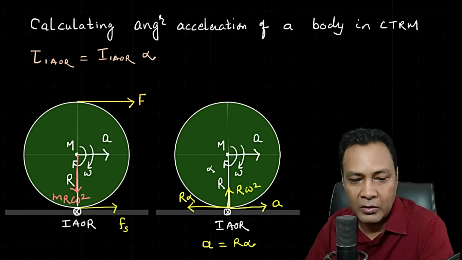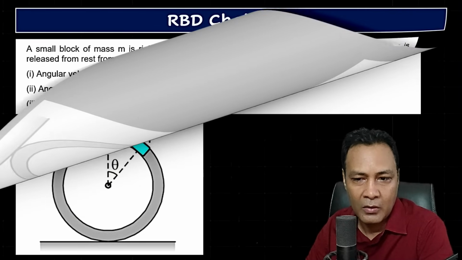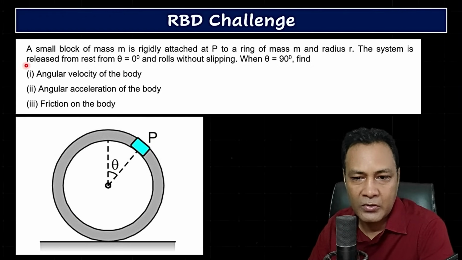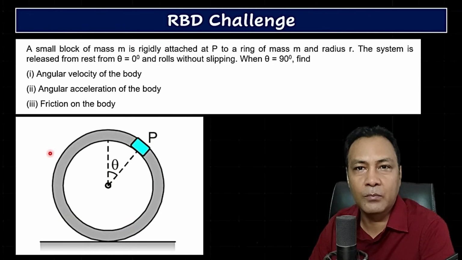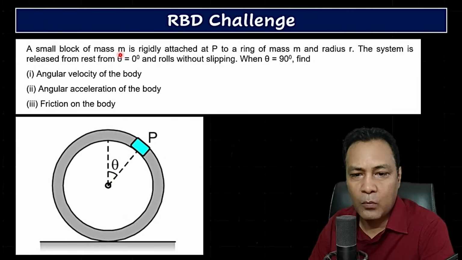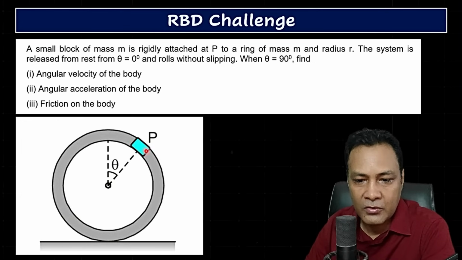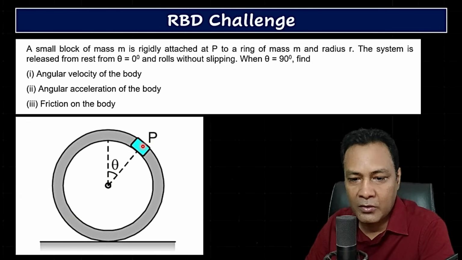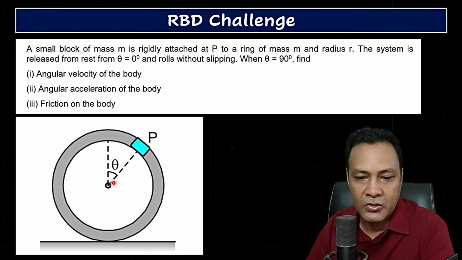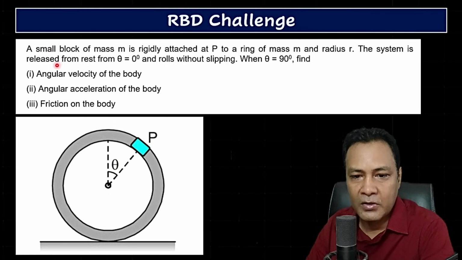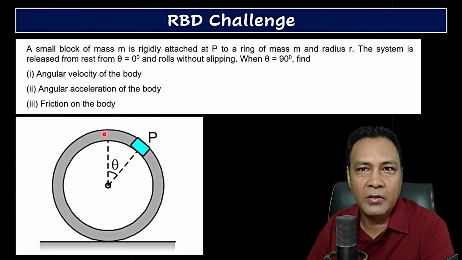All right. So now we can proceed to solve the question. So this is the question. You can see in this question, this is a ring of mass M, and radius R. And this is a small block of mass M. This block is rigidly attached, and the angular position of this mass from the upward drawn vertical is theta. The system is released from rest at theta equal to 0, that is, from the upward vertical.